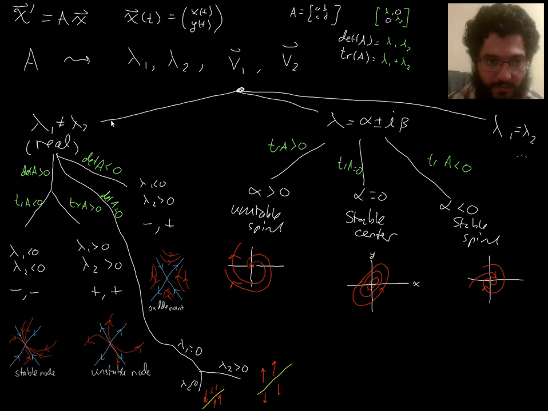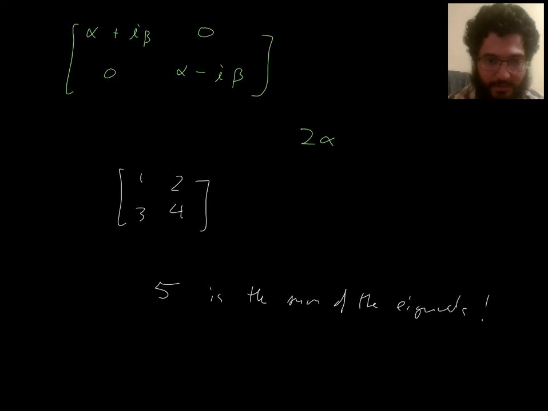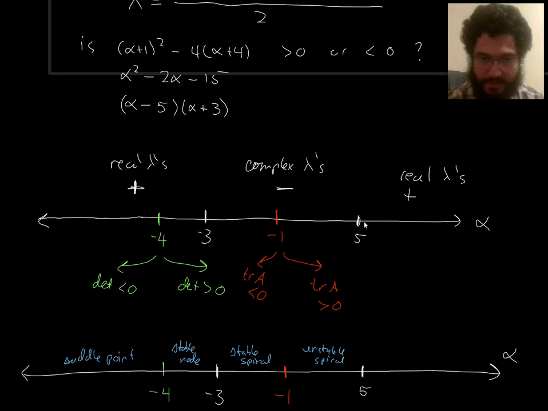So real eigenvalues, also positive determinant, by the way, and positive trace. That's an unstable node. So now I care about the fact that it's to the right of the 5, so it's real eigenvalues. It's to the right of the -4, so it's positive determinant, and it's to the right of the -1, so it's positive trace. So here we have an unstable node. So look at that, you get so many different things.